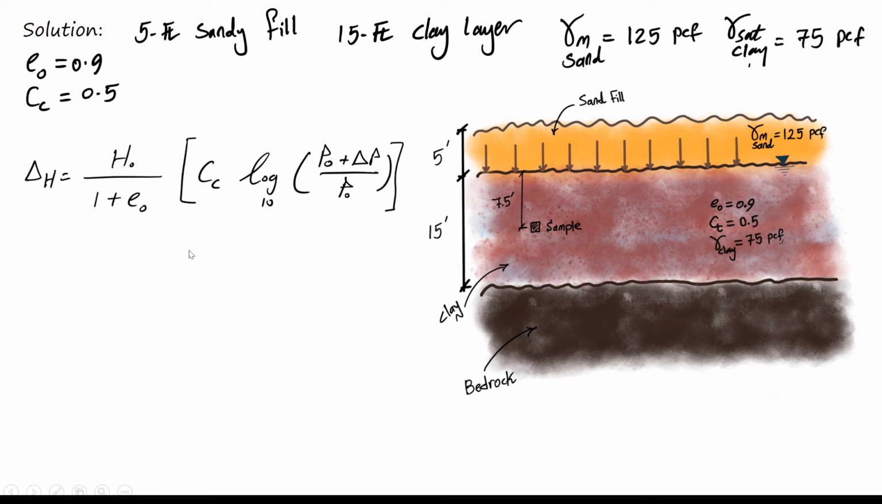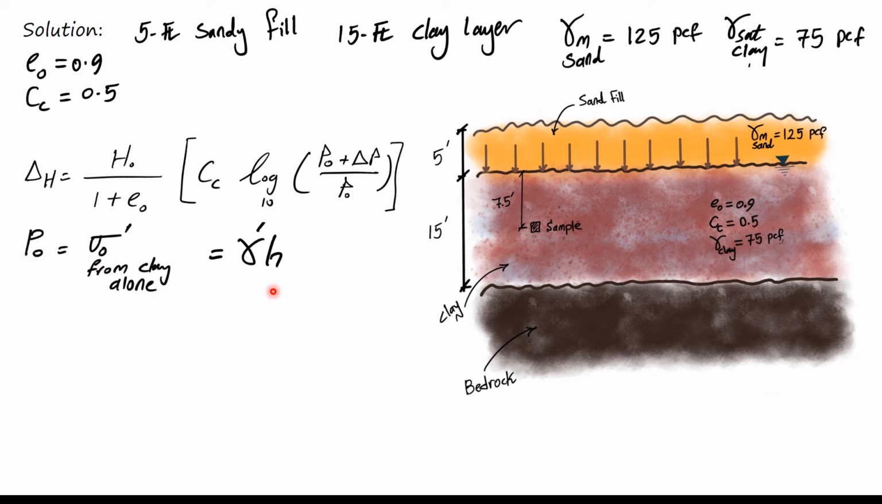We're looking for delta H. H naught, we have that. E naught, we have it. C sub C, we have it. We just need the stresses. So let's start by finding stresses. First of all, let's find the P naught, which is basically the stress of the soil without the sand fill. This is the initial. So it's basically gamma H.